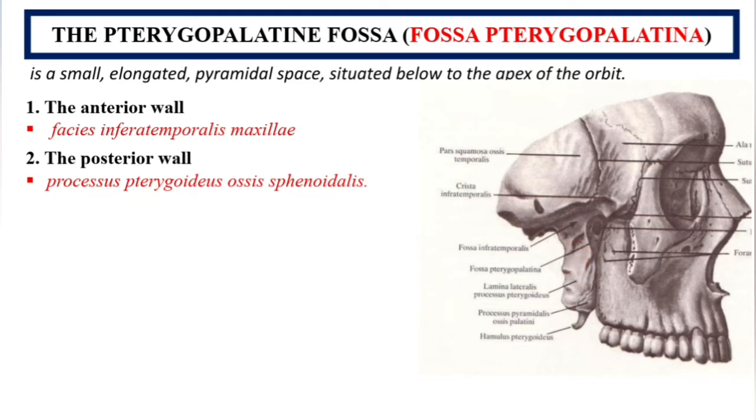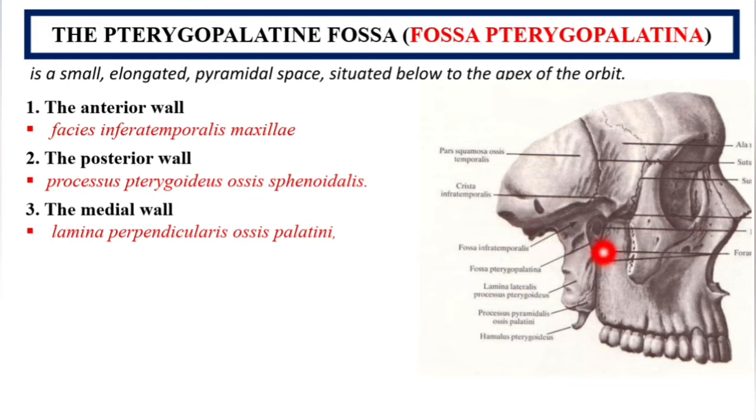On the medial wall, there is the perpendicular plate of the palatine bone, lamina perpendicularis ossis palatini. It's this bone which you can see here. If you remember, I told you about its two processes: the sphenoidal process, which is here, and the orbital process, which is here. If the sphenoid bone comes here, the notch in between these two processes will become a foramen called the sphenopalatine foramen. It's very important for the communication with the nasal cavity.